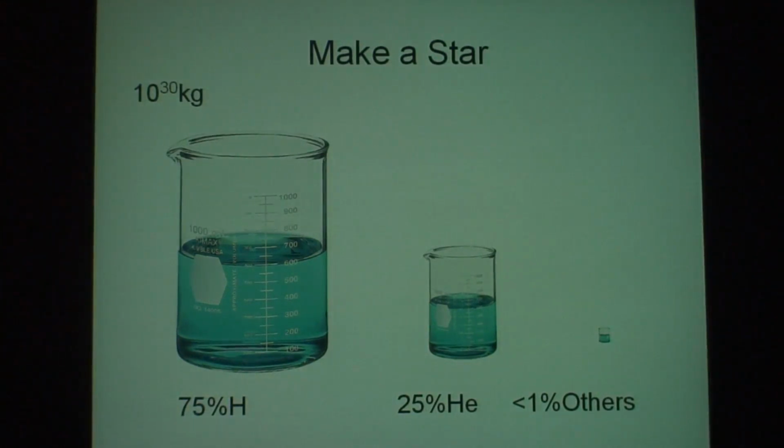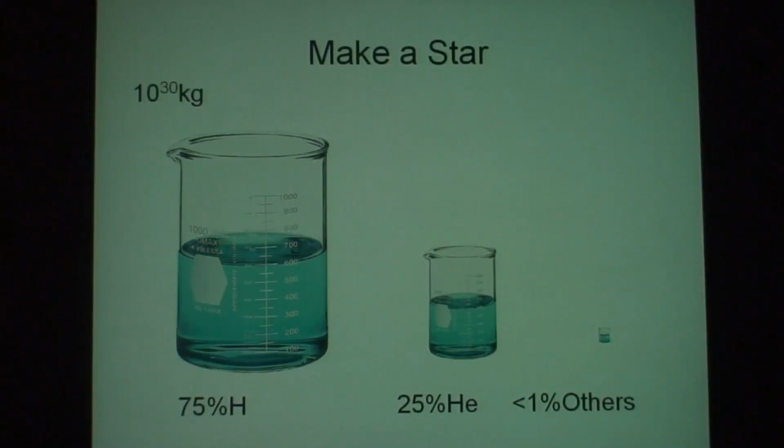Let's build a star. Take a big blob of galactic material, a billion tons would be a nice amount, 75% hydrogen, 25% helium, and about 1% or less of all the other heavier stuff. Squeeze it together, mix it nicely, and gravity will soon take over and compress it all into a tight ball. The whole thing heats up, thermonuclear reactions start in the center, and we have a star.